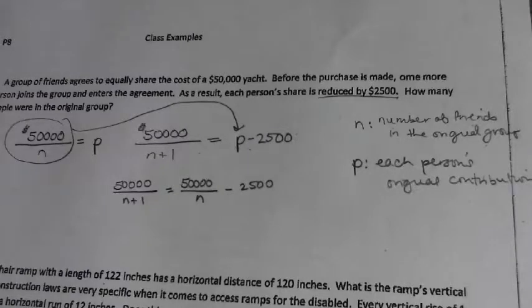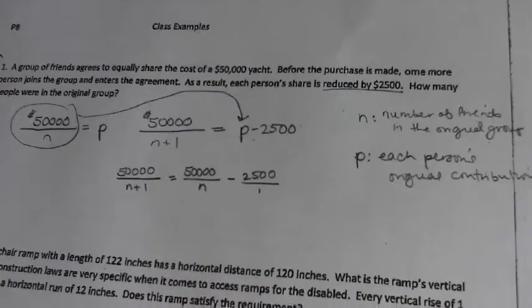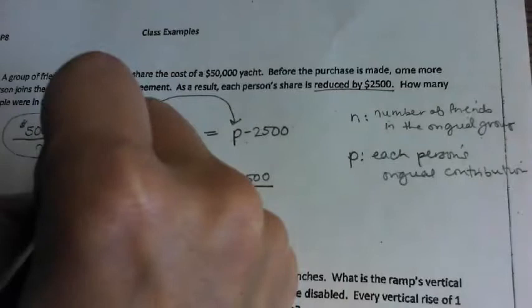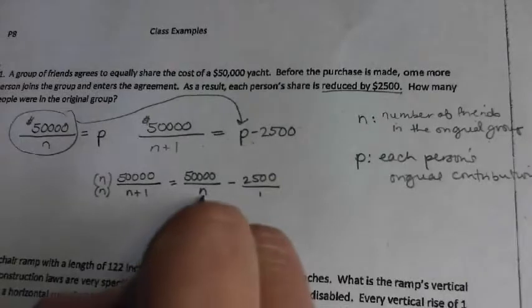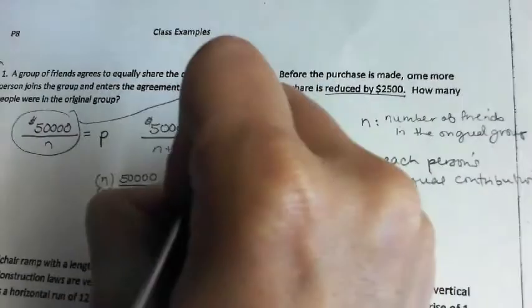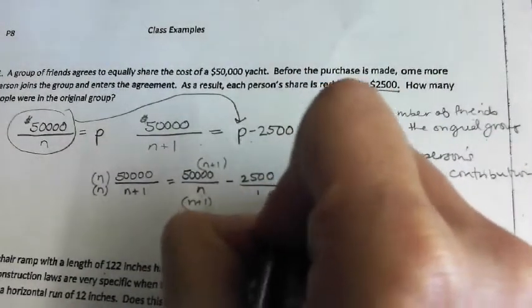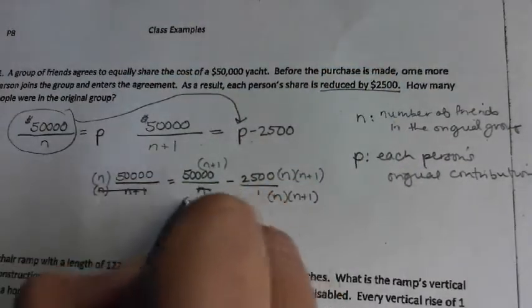So what type of equation is this, Morgan? Rational, yep. So we need a common denominator all the way across. The 2,500 might as well be put over a 1. Julia, what does this fraction need? N over N. And Marissa, what does this equation need? N plus 1. And the last equation needs both, an N and an N plus 1. Then we can drop our denominators.